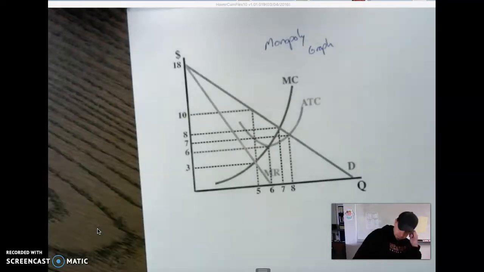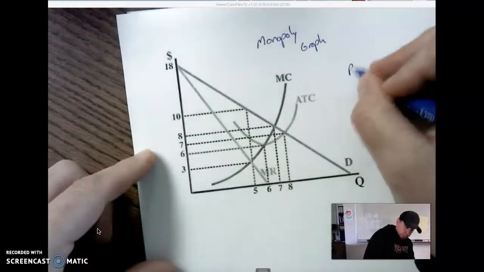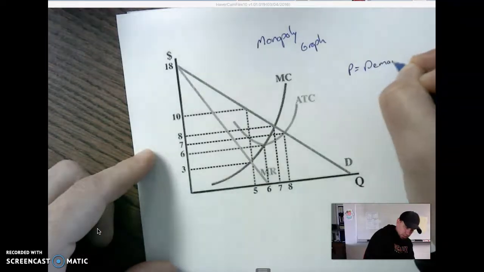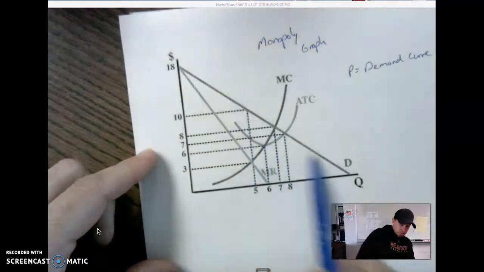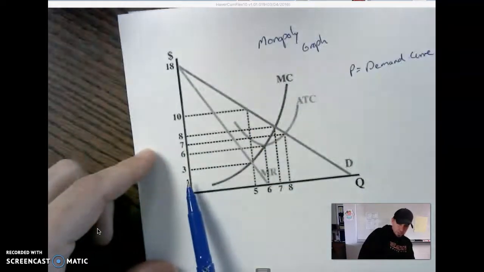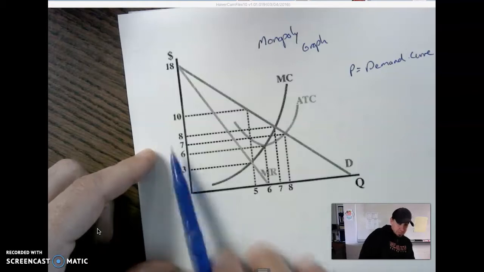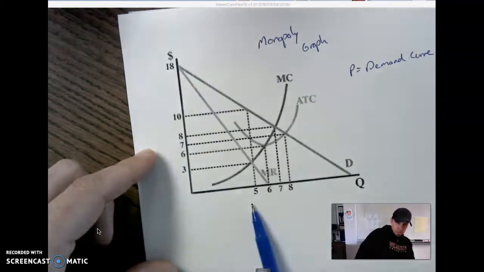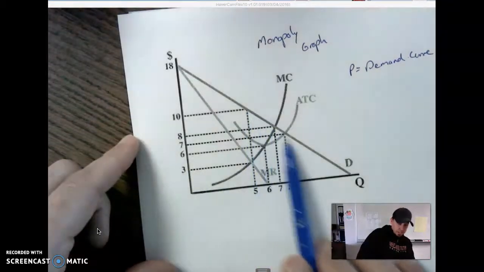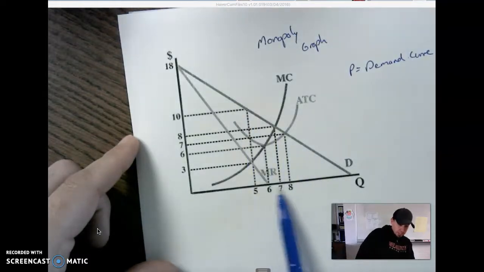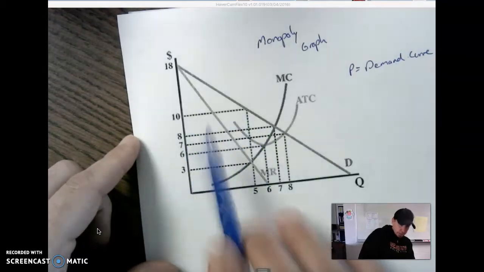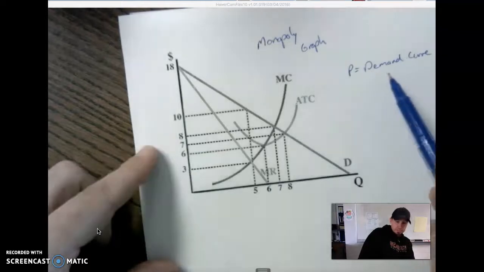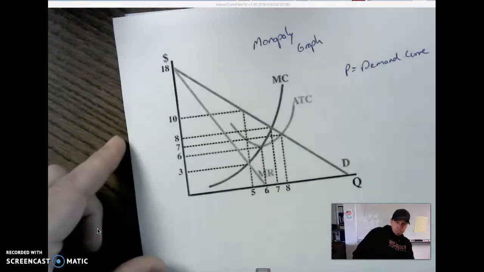Some key things to remember: price is always on the demand curve. That's the interaction, the relationship between these two variables, price and quantity. Price will always take place on the demand curve. So when you're looking for an output level at 8, the price at 8, you go up to the demand curve. At 6, you go up to the demand curve. At 5, you go up to the demand curve to find the price. That's important to remember.